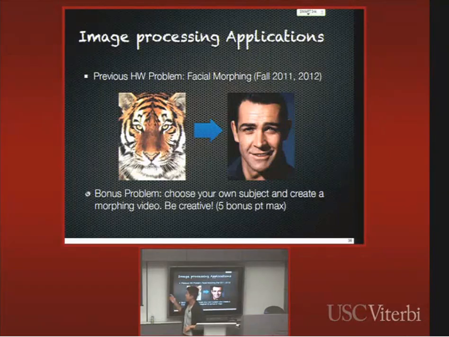This is actually my favorite problem. This was my term paper project when I was taking this class back in 2009. I just wanted to find something cool, something interesting, so I picked a topic where you can morph one person's face to another person's face. When I first became a TA, I designed this problem to be a real homework problem. Afterwards, we designed it as a bonus problem where you can submit not only a facial morphing image, but also a facial morphing video, and you should choose your own subject. So it's a lot of fun.